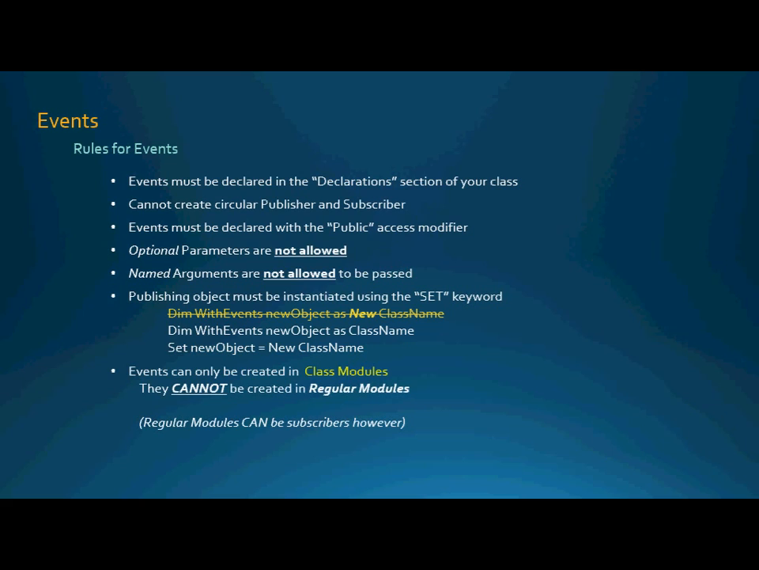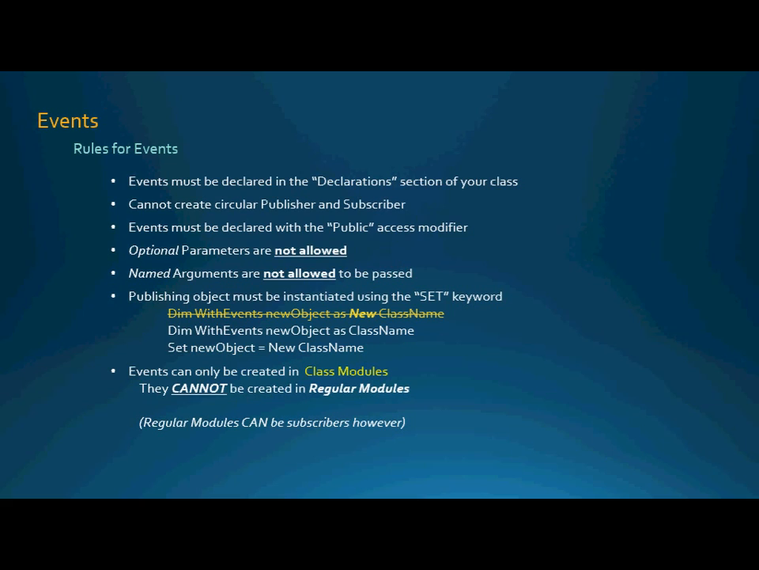Now, events can only be created in class modules. They cannot be created in regular modules. And I know we haven't really gone over the distinction between class modules and regular modules yet, but a class module is what we've been working on in the last couple of videos, okay? They're objects that have properties and methods in them. And you can create also events in them, but you can't create events on regular modules like the globals module that we worked on some time back in earlier videos, okay?